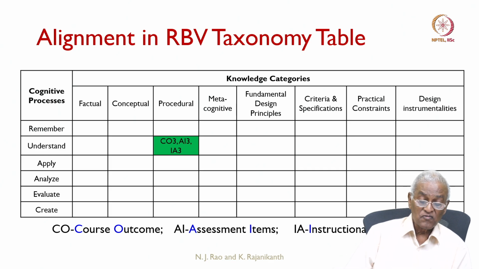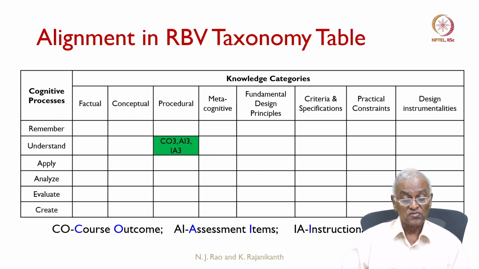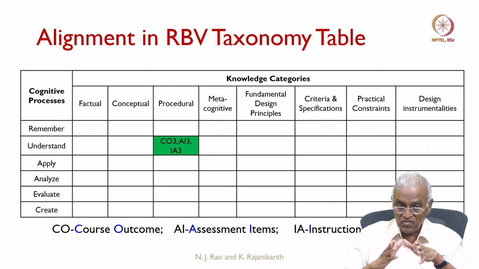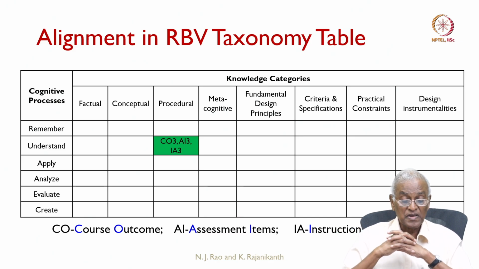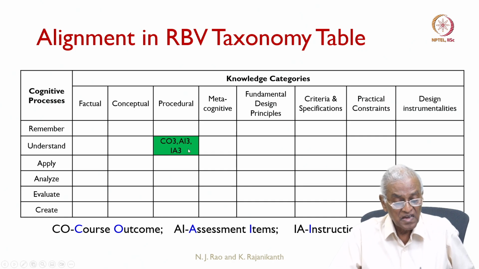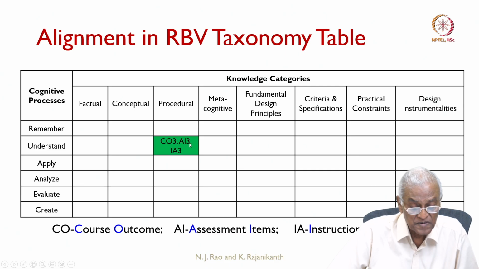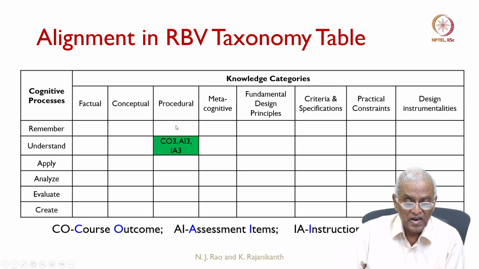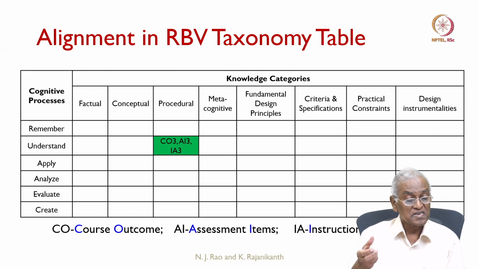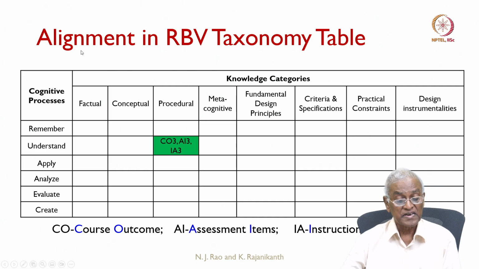But what happens is, first of all, there can be multiple cells in which the CO is located. Then my instructional activities will also have to be spread over multiple cells. Then, if I have my CO3 here, sometimes, let's say for assessment items, I may want him also to define something, because the definition I want to test his factual knowledge as well. In that case, it will belong to the remember category.